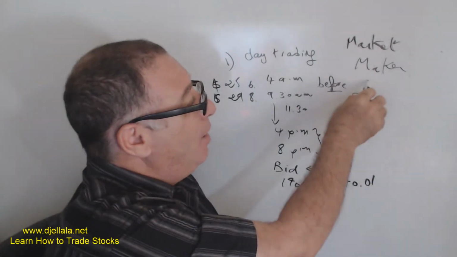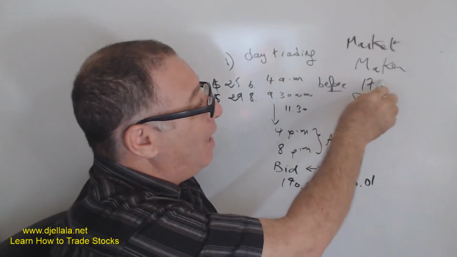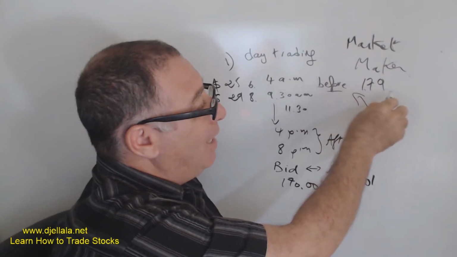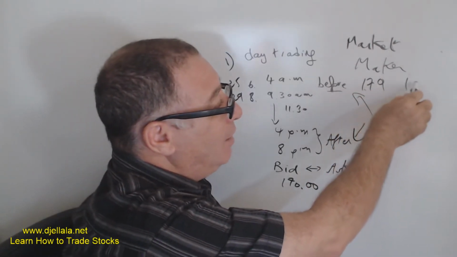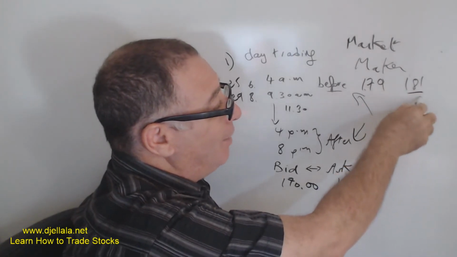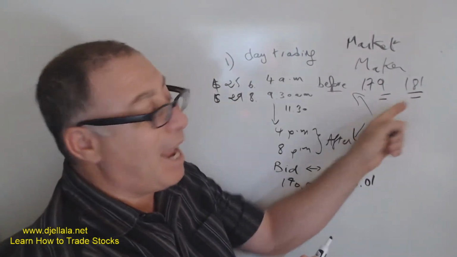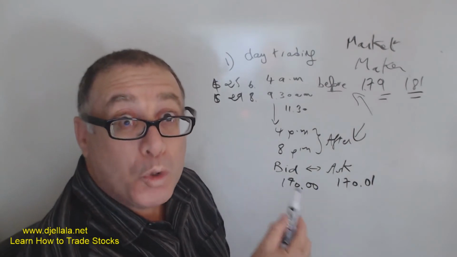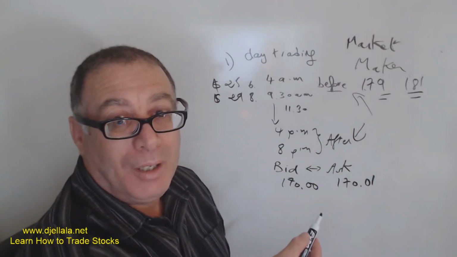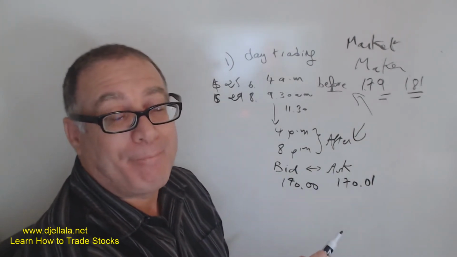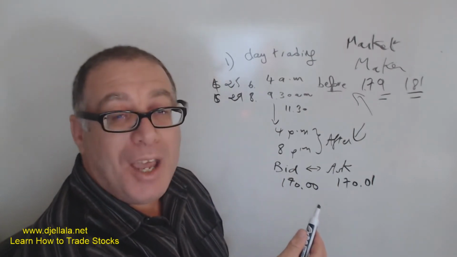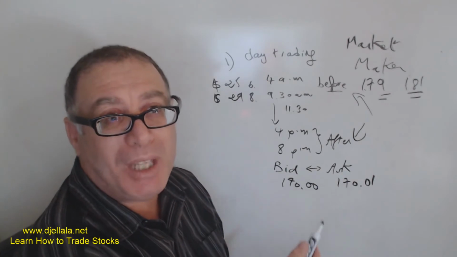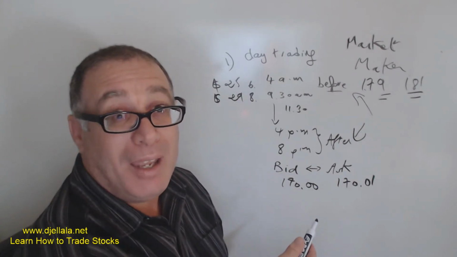For example, the bid is 179, and you go to the ask, you find it 181. So you see that the spread is going so, so wide. Now, why is that? It is just because the market makers try to protect themselves.